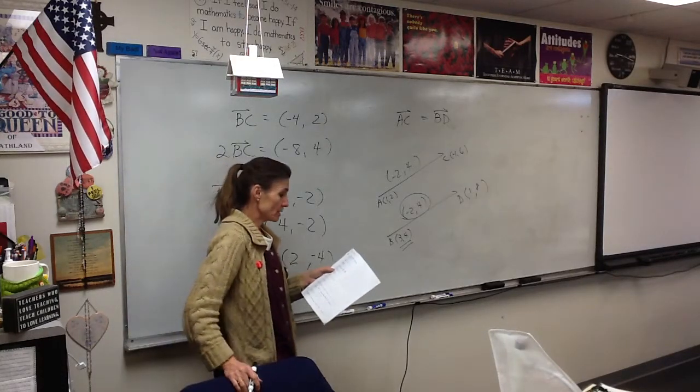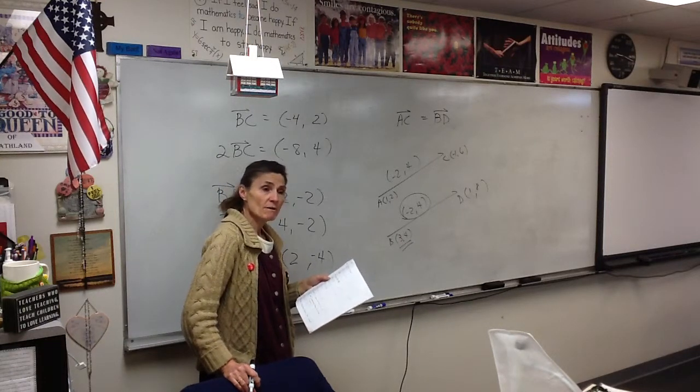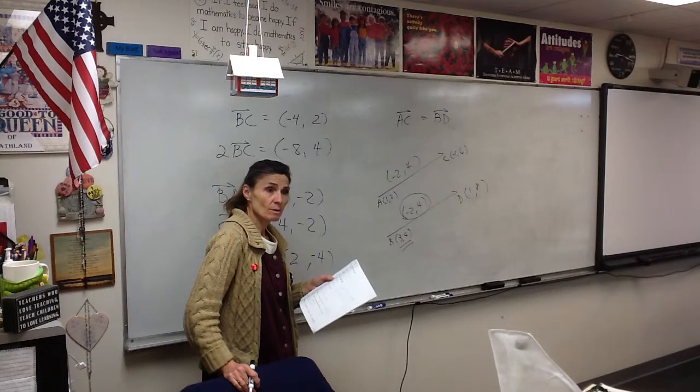What does the notation in number 5 mean? Magnitude. And how do we find magnitude? Square, square, add them up, and square root. Right?